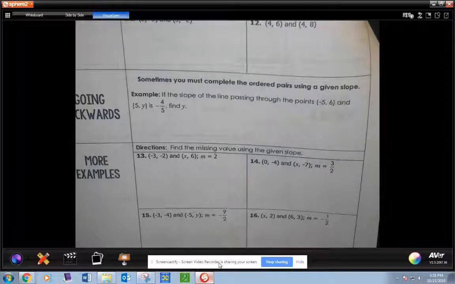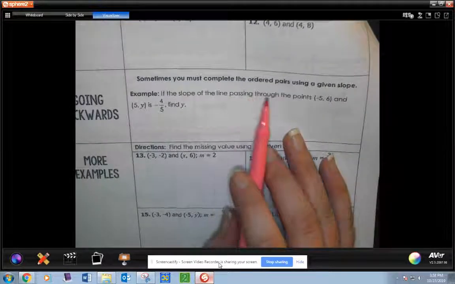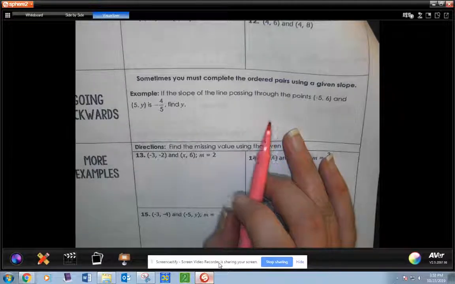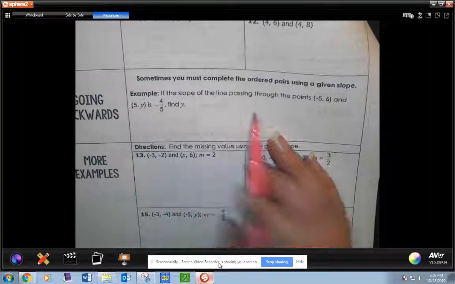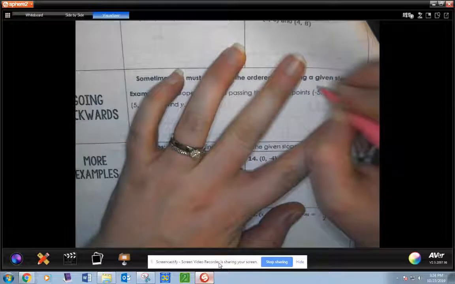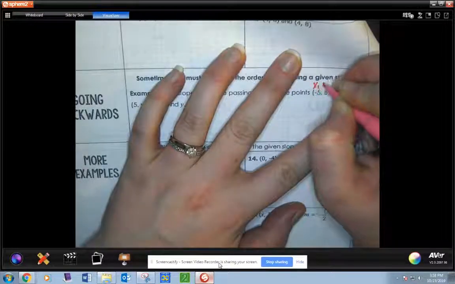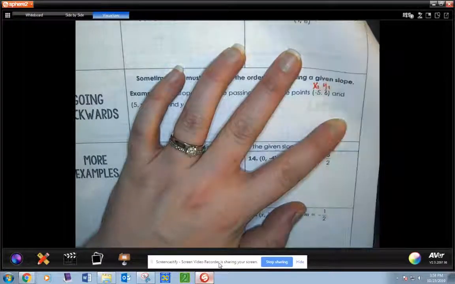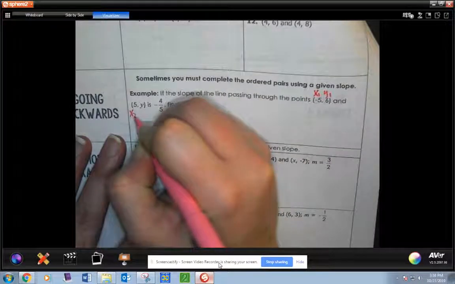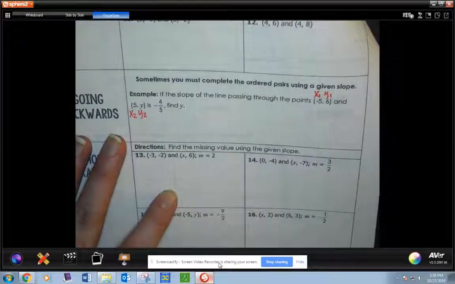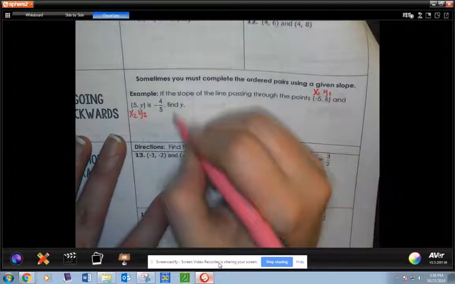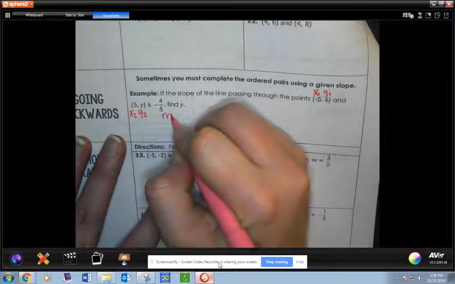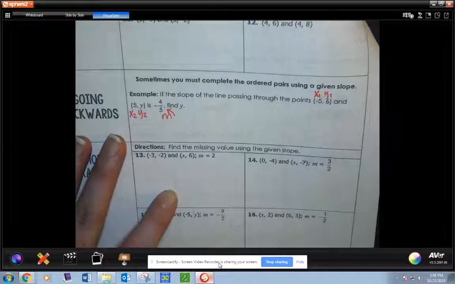Okay. Sometimes you must complete the ordered pairs using a given slope. So if the slope of a line passing through the points negative 5, 6, so this is my x1 and my y1, and 5, y, this is my x2 and my y2, is negative 4/5, find y. So they gave me the m this time.